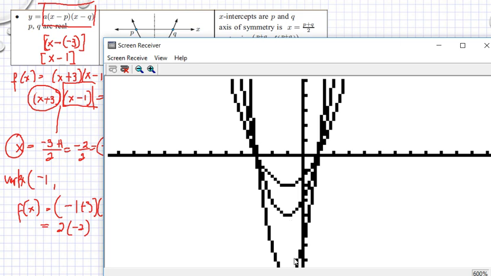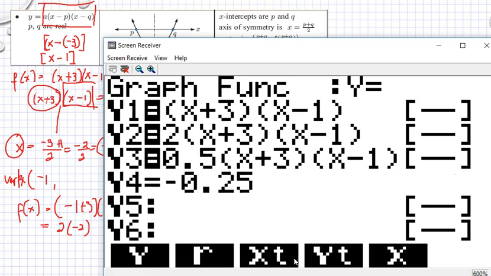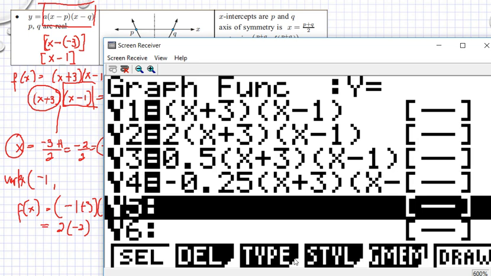Okay, let's see if I put negative 0.25. As you can see there, the same, x plus 3, x minus 1. Draw.